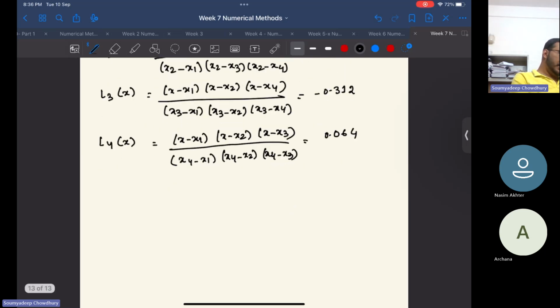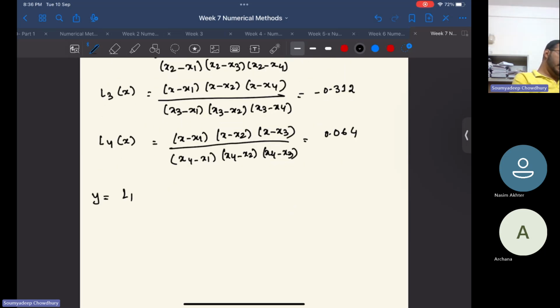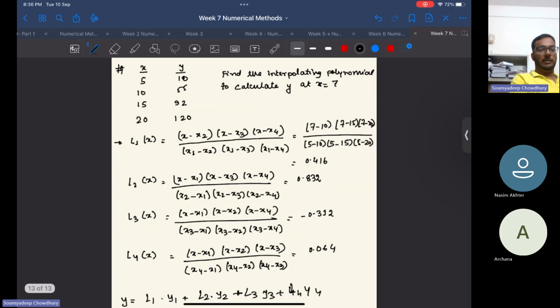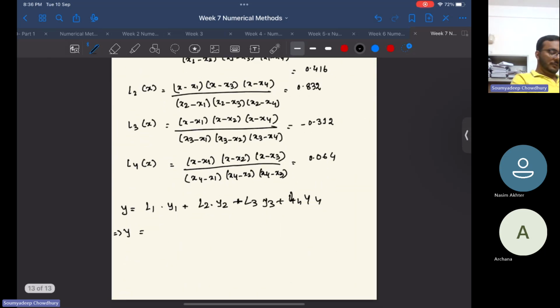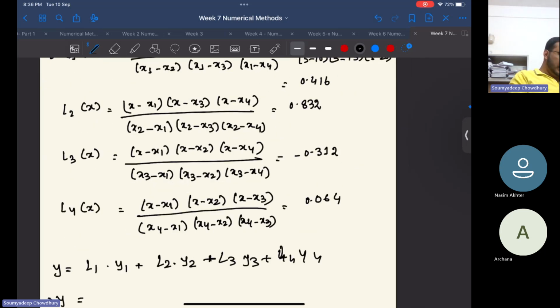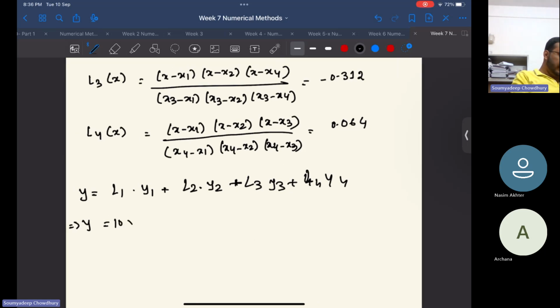So now you have to find the polynomial, right? What is it? L1 into y1, L2 into y2, L3 into y3, L4 into y4. So y at 7 will be L1 into y1, y2, y3, y4, you know, 10, 55, 92 and 120, right? So if you substitute this, you will get a value around 28.396.